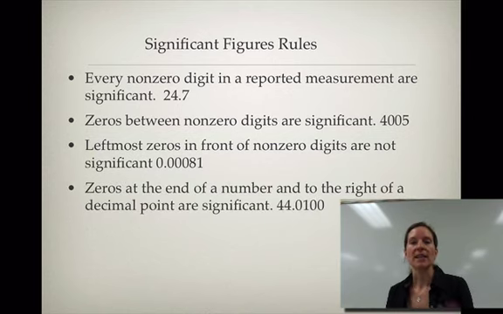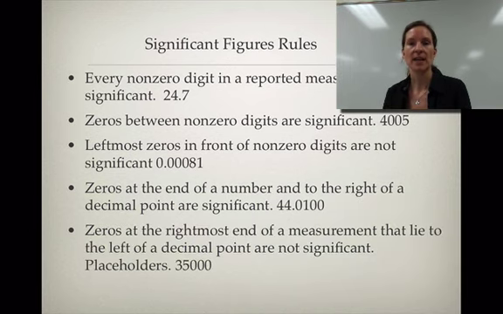Next, we have the zeros at the end of a number when you see a decimal point. These next two are both going to be about the same rule. When you have zeros at the end of a number and you see a decimal point, all of those zeros are measured and count. So in this example, 44.0100, all of those zeros count, and this number has 6 significant figures that were measured.